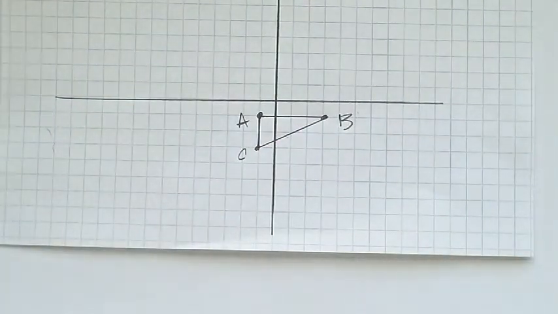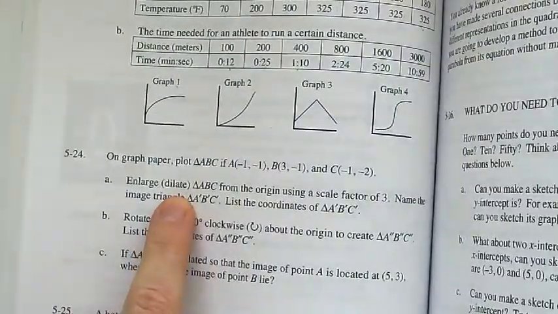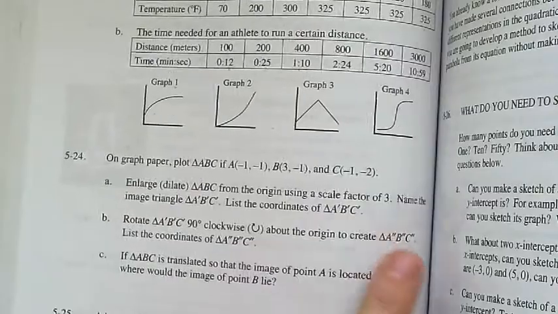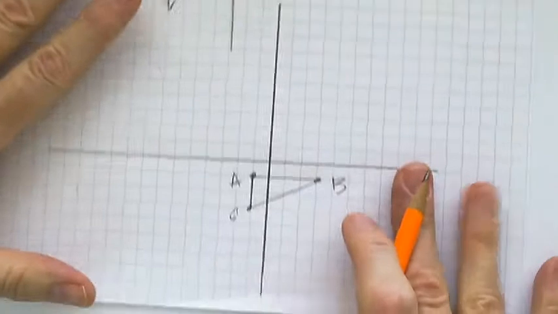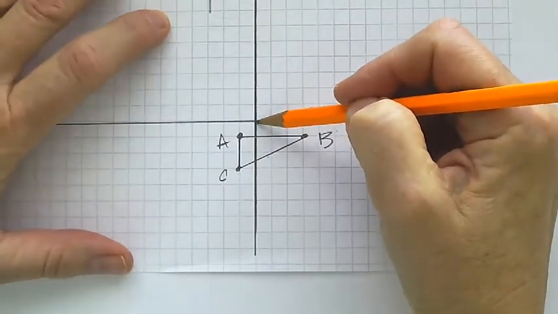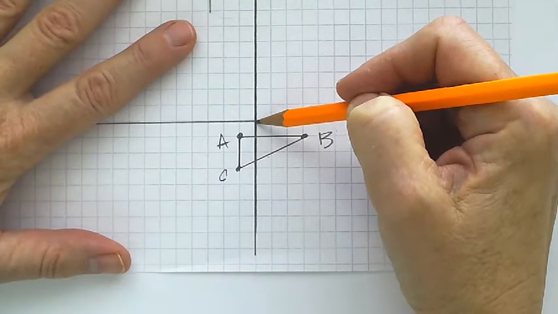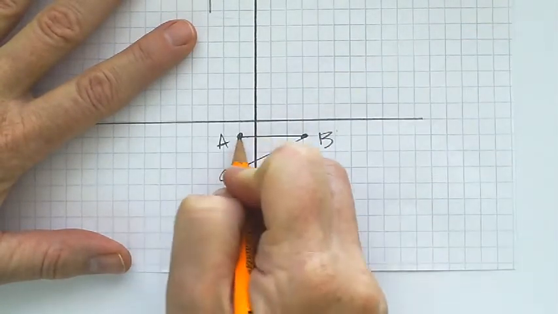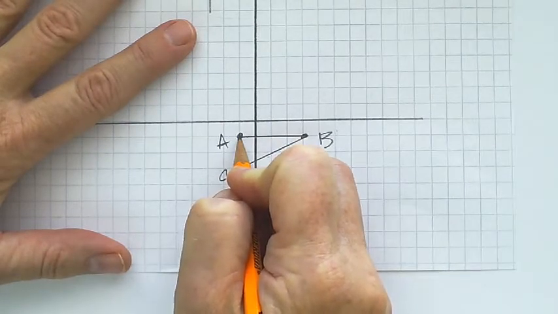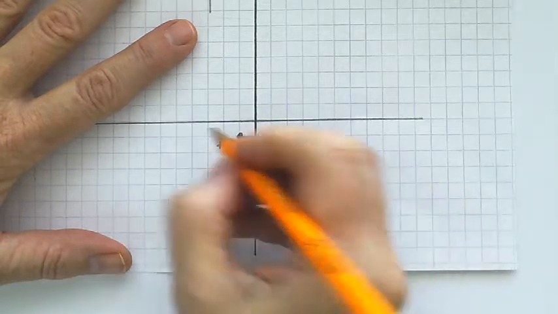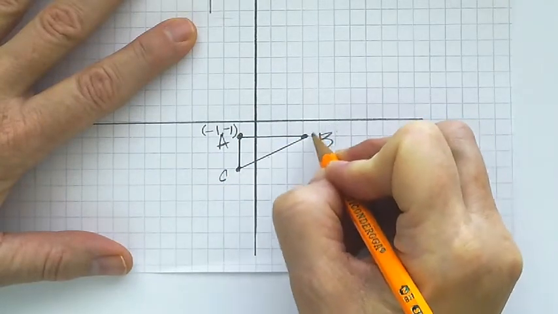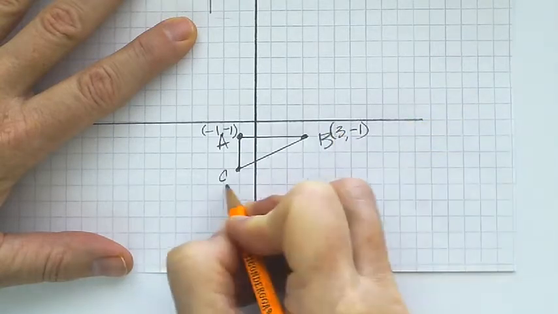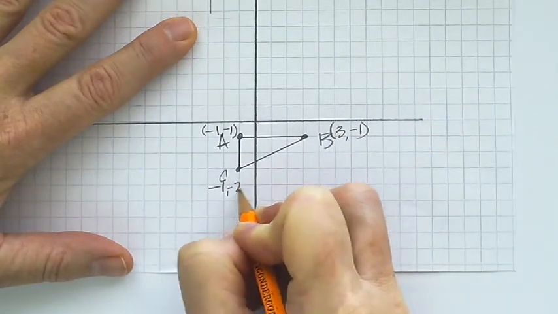So let's go ahead and graph that triangle. Part A says to enlarge, to dilate triangle ABC from the origin using a scale factor of 3. Name the image A prime, B prime, C prime, and list the coordinates. So if we enlarge by a scale factor of 3 from the origin, the nice part is if you're dilating with a center at the origin, you can just multiply all of those coordinates by the scale factor. So let's just go ahead and write the coordinates on here. This was -1, -1, and then B is 3, -1, and then C is -1, -2.